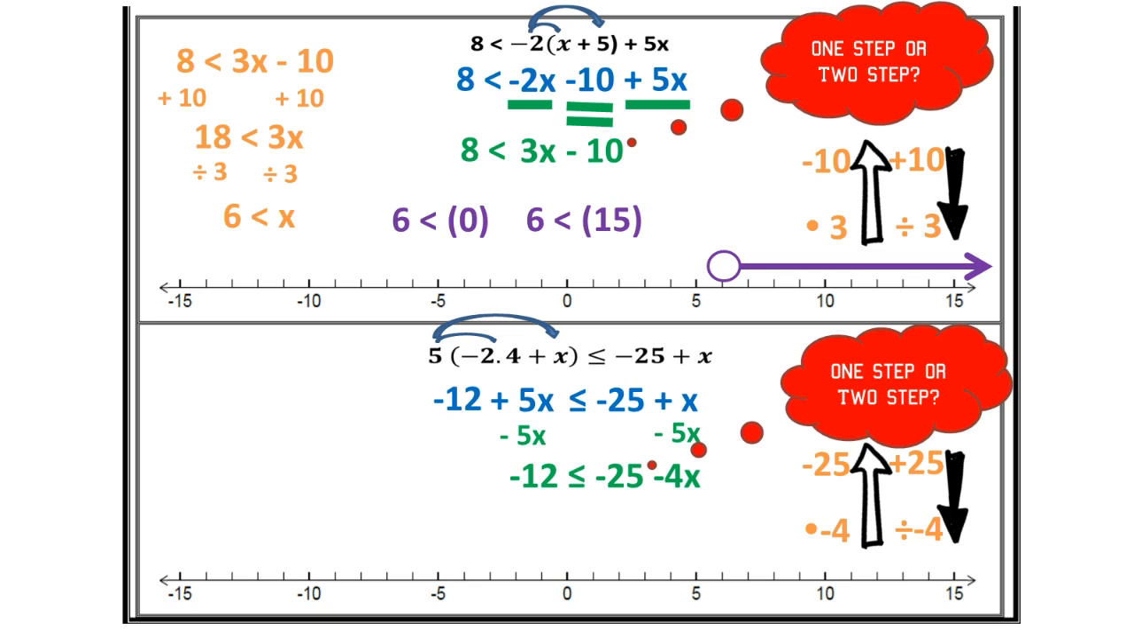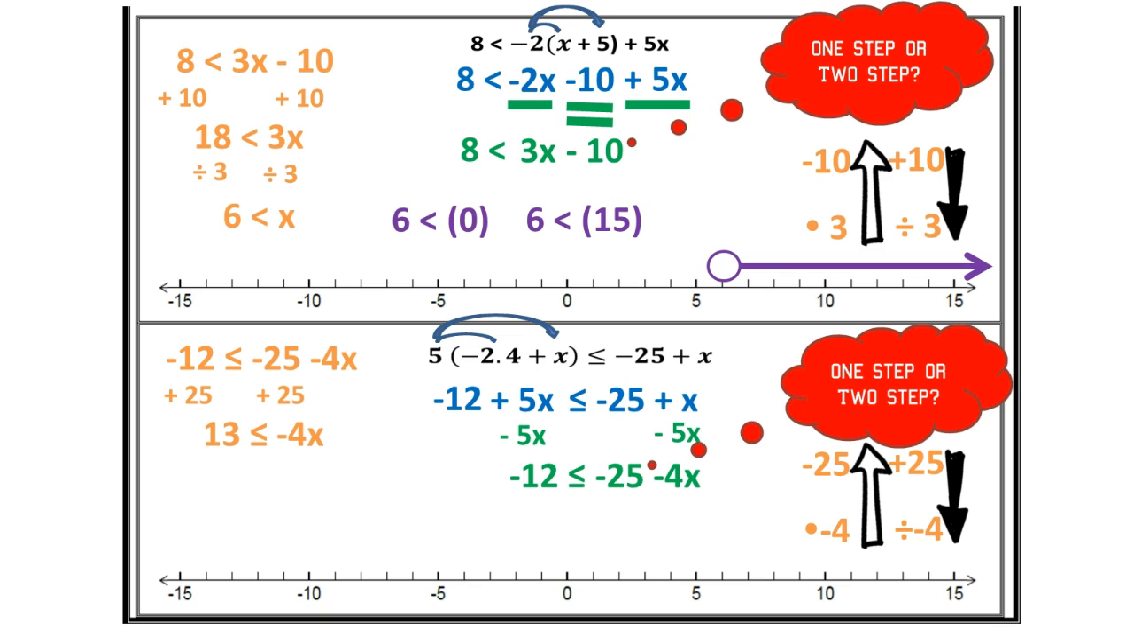Notice the operation and the value are very important to note. The operation changes, but the value does not. -4, -4. So I'm going to add 25 to both sides. I'm going to give myself a little room, move my work up top. 25 to both sides, -25 plus 25 gives me my identity of 0, leaving me with -4x on the left. -12 plus 25 gives me +13.